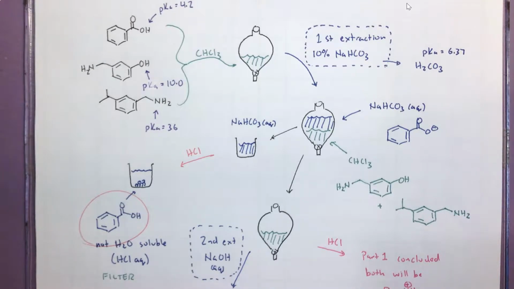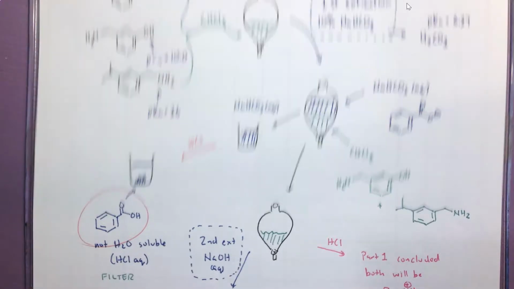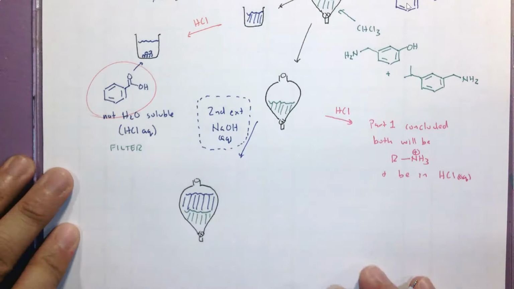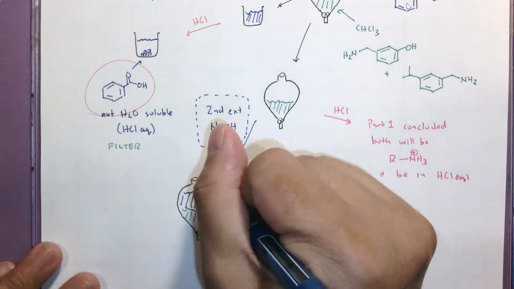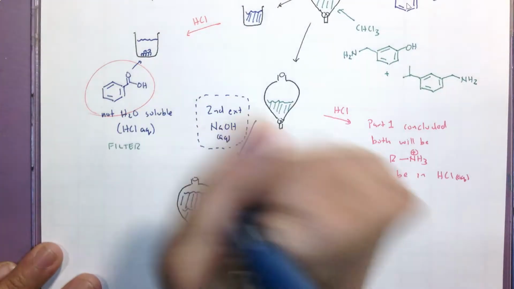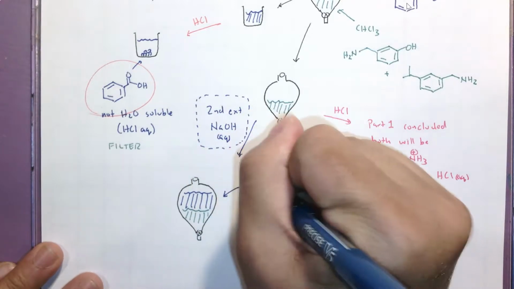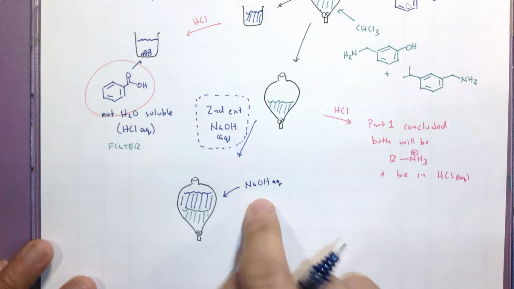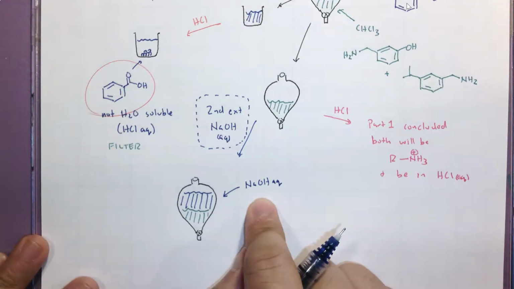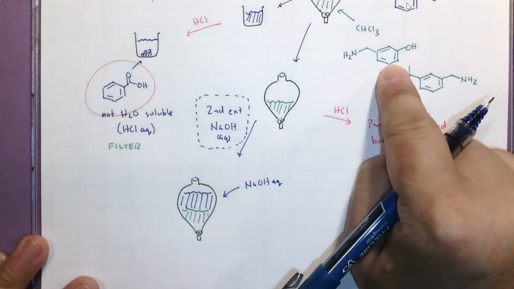We were able to separate those two molecules in between these two different layers, the blue and the green. Remember, this is the NaOH aqueous on top. That's a strong enough base to deprotonate this molecule here.